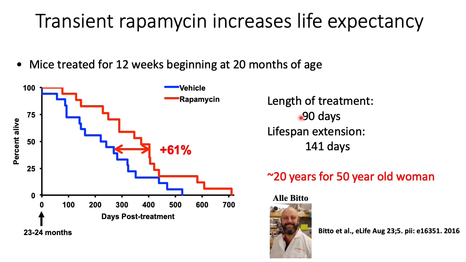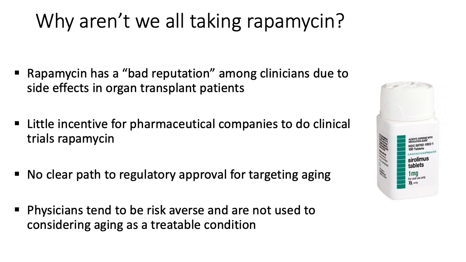And obviously no idea whether this will work in people, or if it does, whether it would be a linear extrapolation. But if we just take that as a possibility, that's about two decades for a typical 50-year-old woman. So potentially pretty significant effects on life expectancy. Okay, so hopefully you will believe that short-term transient rapamycin treatment in mice has some pretty interesting and exciting effects.